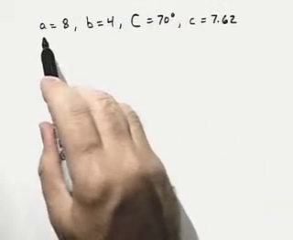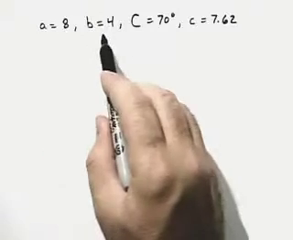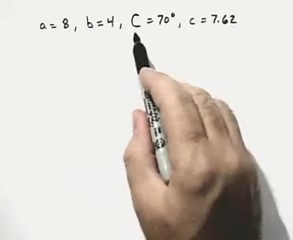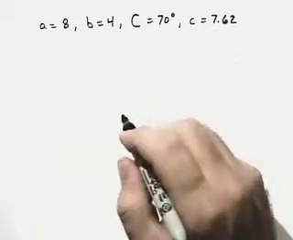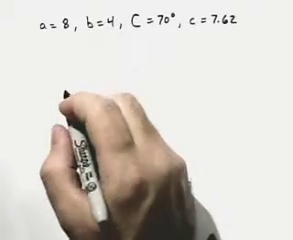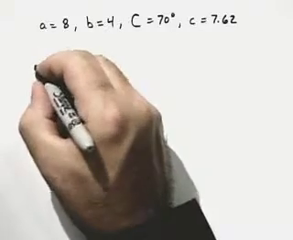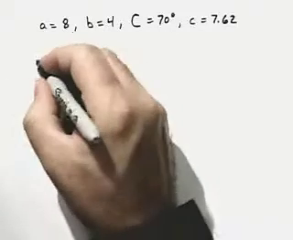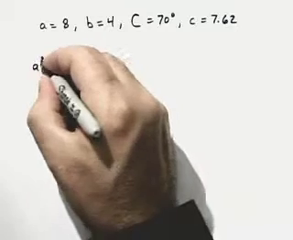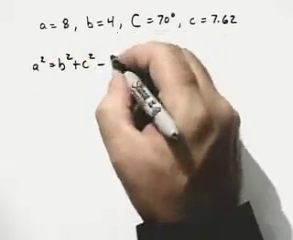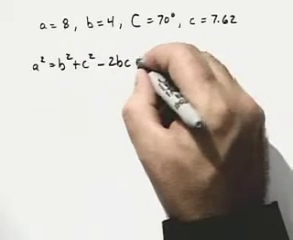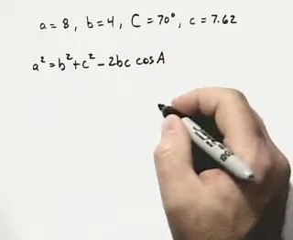Our next step will be to find one of the other remaining angle measures. We have that side A is 8 units, side B is 4 units. The measure of angle C is 70 degrees, and we found the length of side C to be 7.62 units. We're going to use the law of cosines to find the measure of angle A. We can write A squared equals B squared plus C squared minus 2BC times the cosine of angle A.